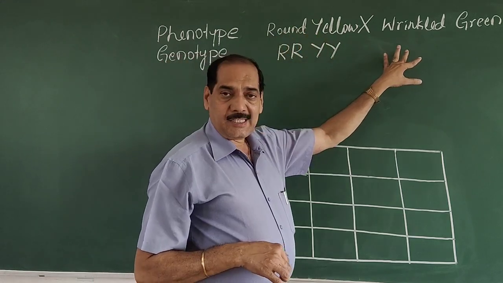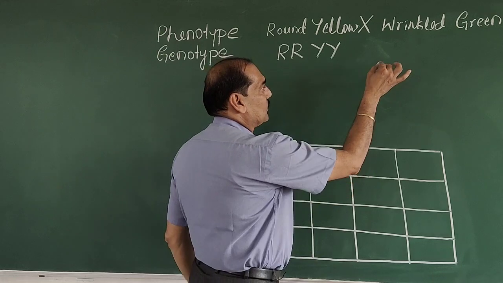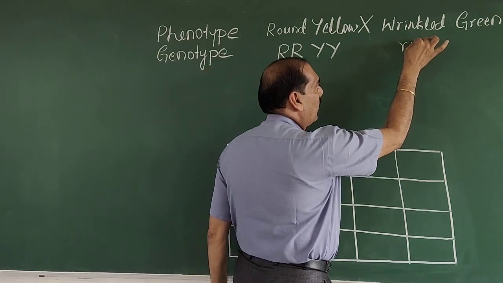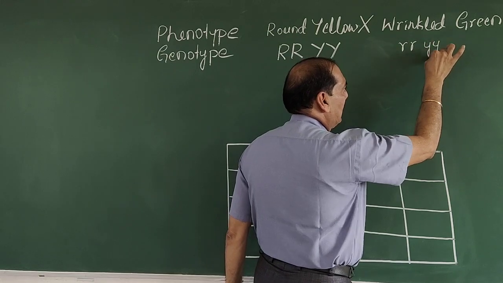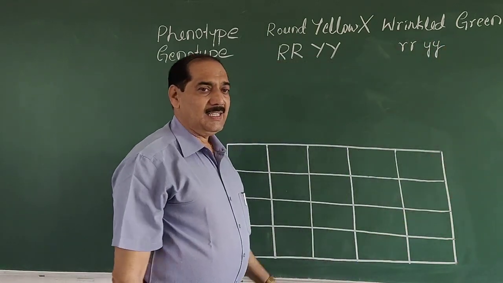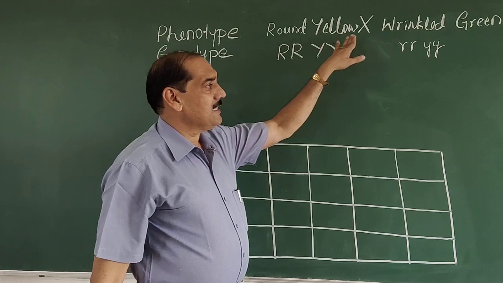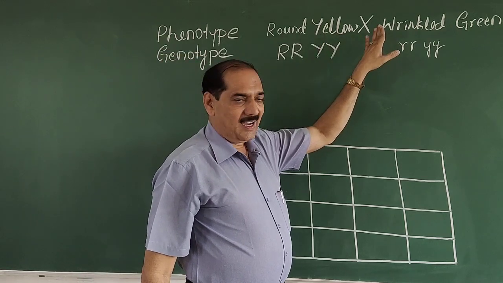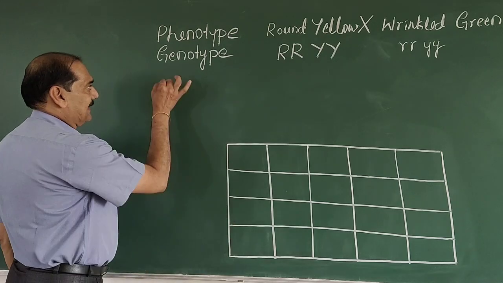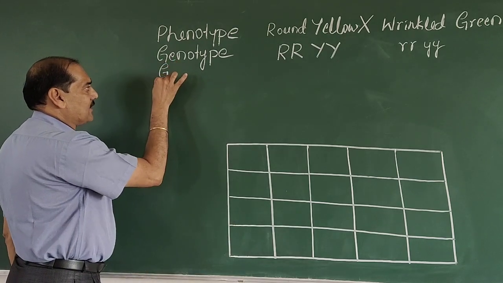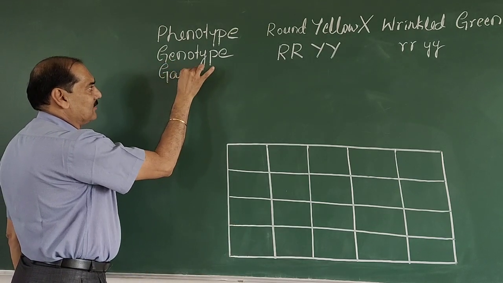Their small letters we have to select here. So small r and small y. These are the genotypes of these two phenotypes or plants. During gametogenesis, means formation of the gametes.